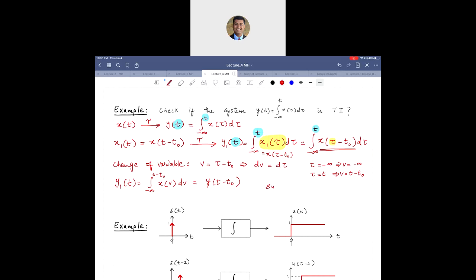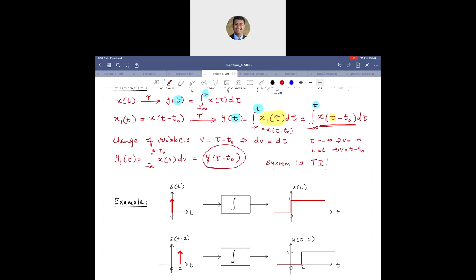The system is time invariant, because this equals that shifted, y of t shifted by t0. All right, so I hope this was helpful. Let's finish up with this slide.